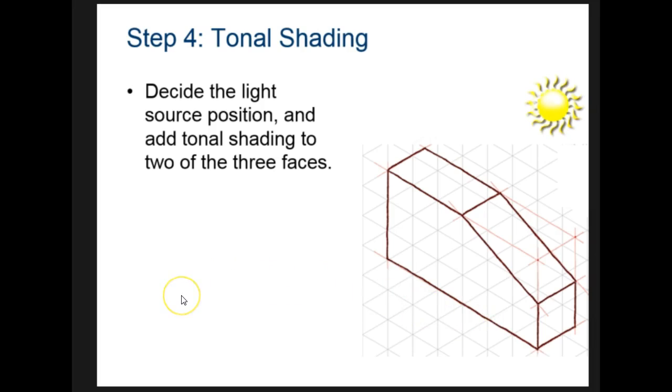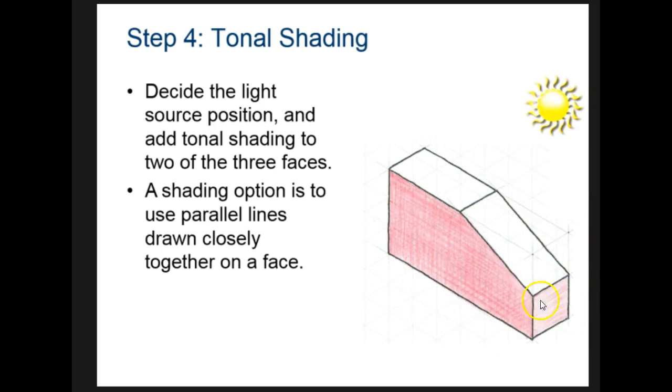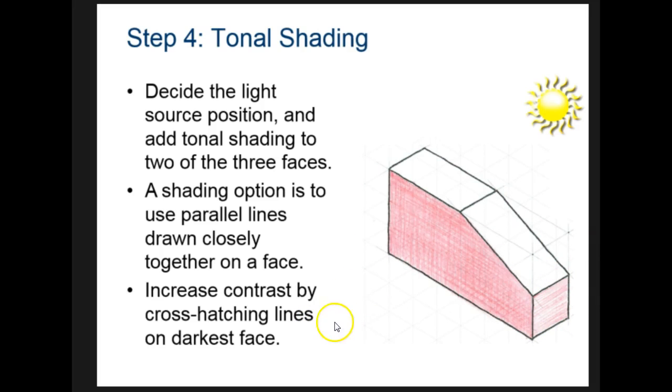Now we're going to add some tonal shading. Decide where your little light source is going to be. Ours is going to be over here, and we're going to do tonal shading where we do the three faces in three different shades. Since the light source is here, this is going to be our darkest side, and this is going to be our next lightest side here, leaving the top blank.